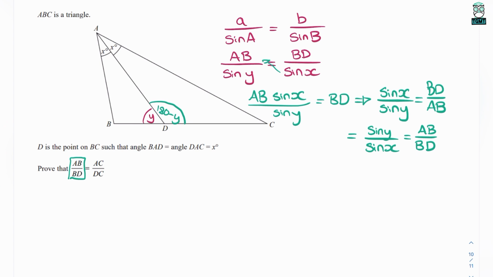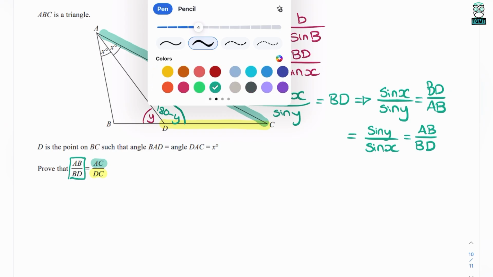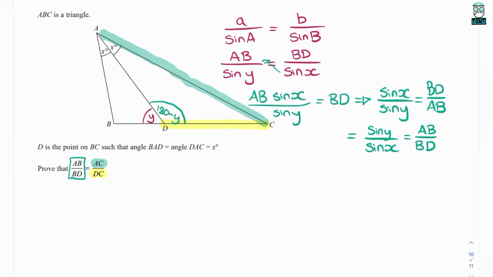So opposite that is the AC, which is part of what we want there, AC. And on the other side, opposite the x, we've got the DC, which is perfect because that's what we want just there. So that matches. So let's just take the same approach and see what we get. Hopefully we get something that matches our sine y over sine x.